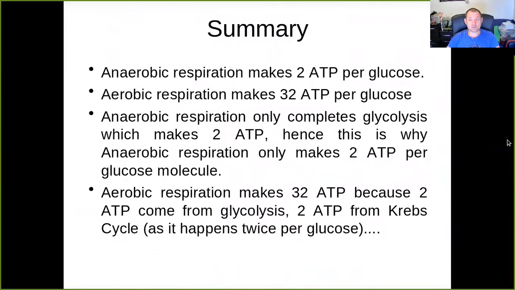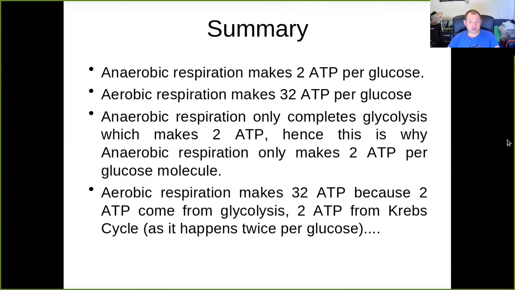So first, one final summary. Anaerobic respiration, you don't really need to know this, I didn't really cover it, but anaerobic respiration makes 2 ATPs per glucose. That's basically it. It's just glycolysis. That's all you're getting, those 2 ATPs. Aerobic respiration makes 32 ATP per glucose. If you've counted the ATPs we produced in glycolysis and the Krebs cycle, we've not got to 32, have we? So there's a few more to go.